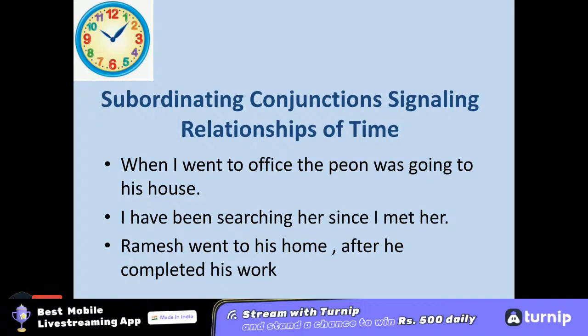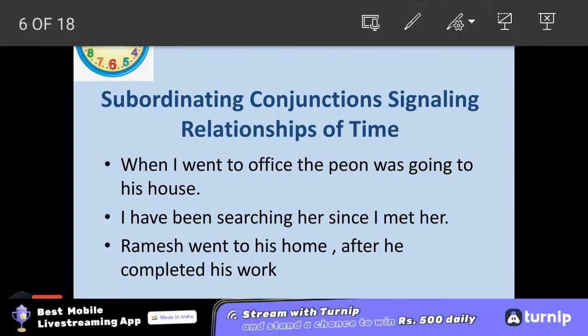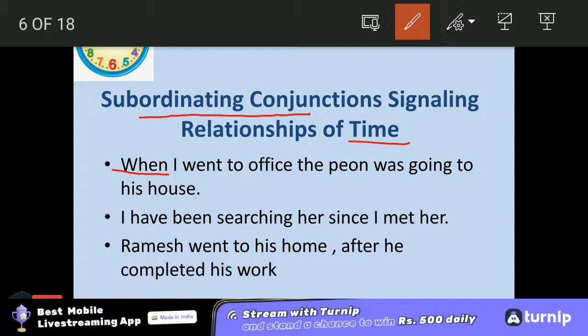So yes, when I went to office, the peon was going to his house. In this case, see, when is the subordinating conjunction denoting time. वो जब टाइम बता रहा है, जब वो जा रहा था ऑफिस तब पियोन कहाँ था, घर जा रहा था. नेक्स्ट, आई हैव बीन सर्चिंग हर सिंस आई मेट हर. मैं उसे तब से सर्च कर रहा हूँ जब से मैं उससे मिला हूँ.